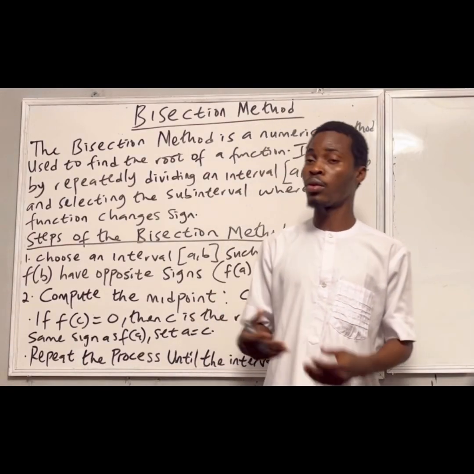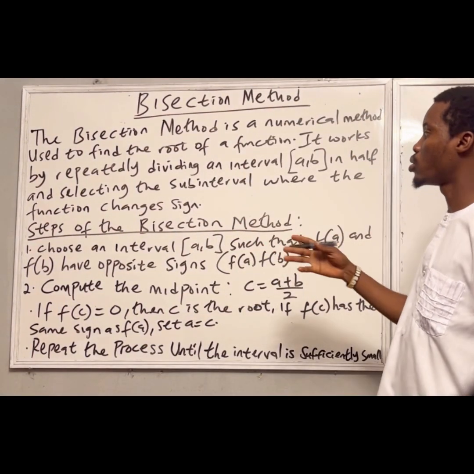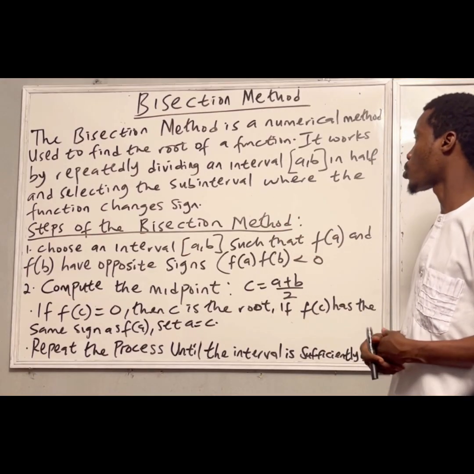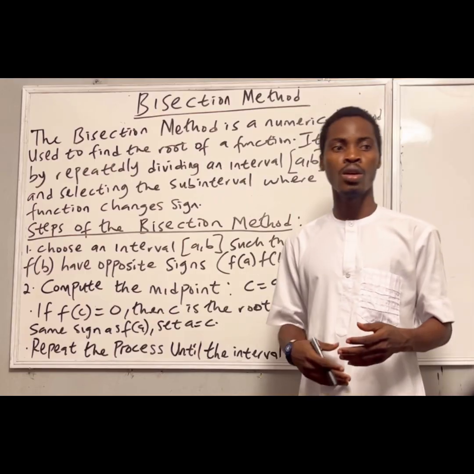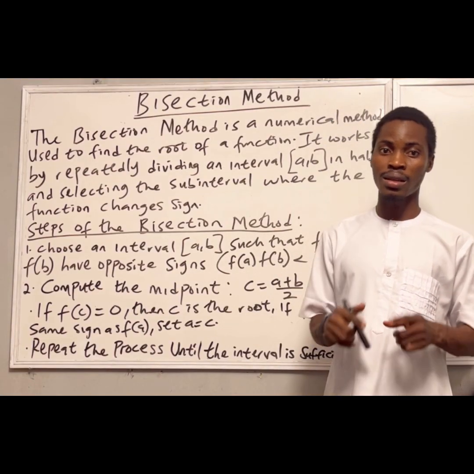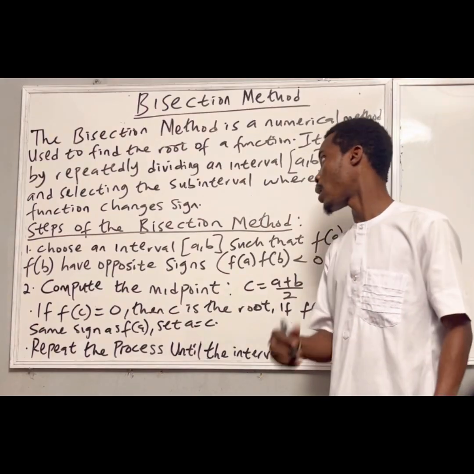Today we'll be talking about the bisection method. The bisection method is a numerical method used to find the root of a function. If you don't know what a function is, a function is a mathematical rule or process which assigns a unique value of y to each value of x.